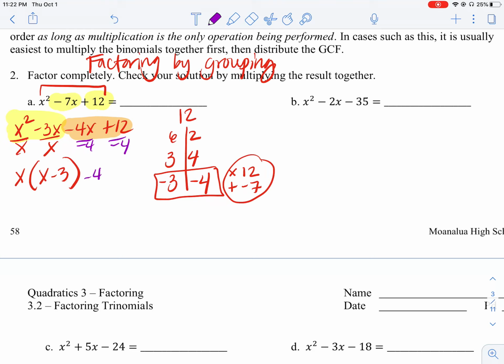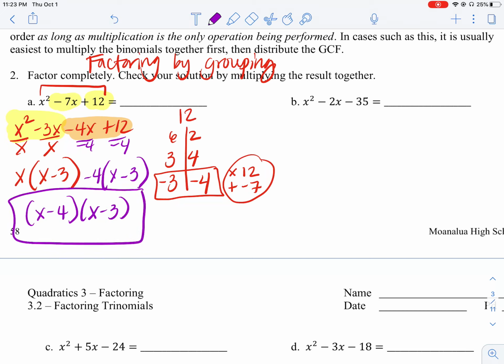So that is a negative 4. That is x minus x minus 3. And because x minus 3 is already common, I'll just write 1x minus 3, and I have an x minus 4. So the factored form of x squared minus 7x plus 12 is x minus 4 and x minus 3.